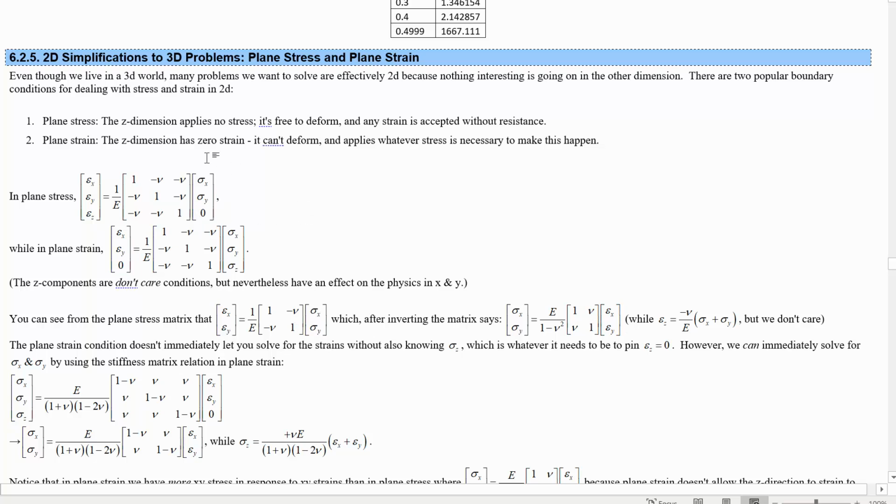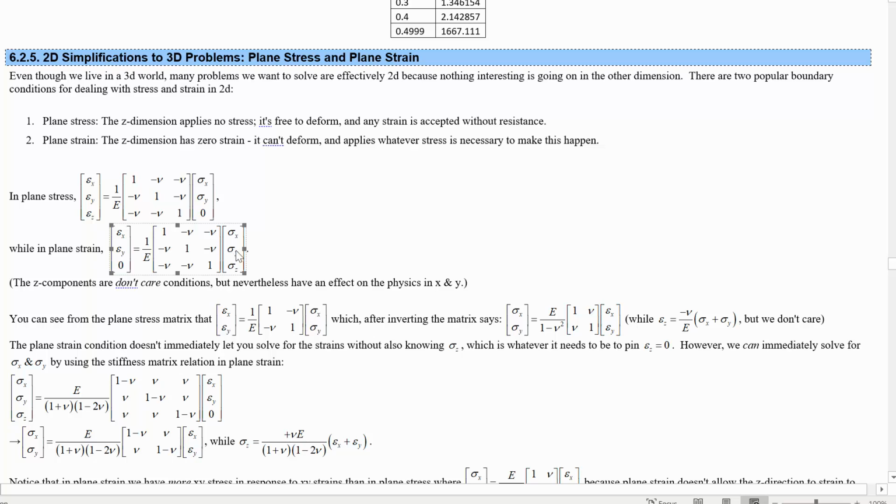But you could also imagine that you're looking at one slice of a very large object in the Z dimension so that it can't move in Z. It's like fixed between walls at the end, or it's very large, and no motion in Z can take place. So in those circumstances, you might consider that you've got plane strain instead. This means the Z dimension has no strain.